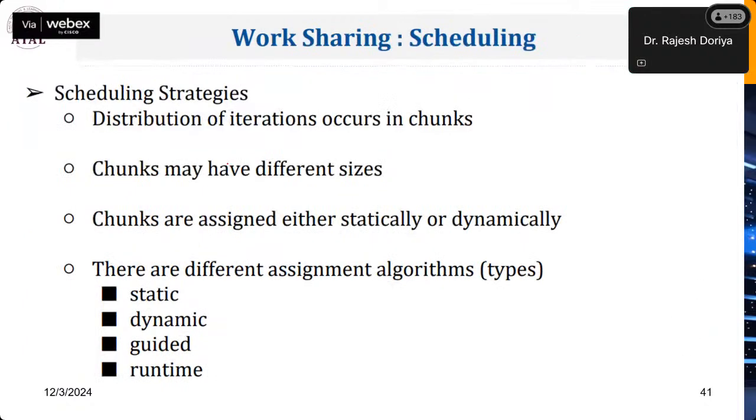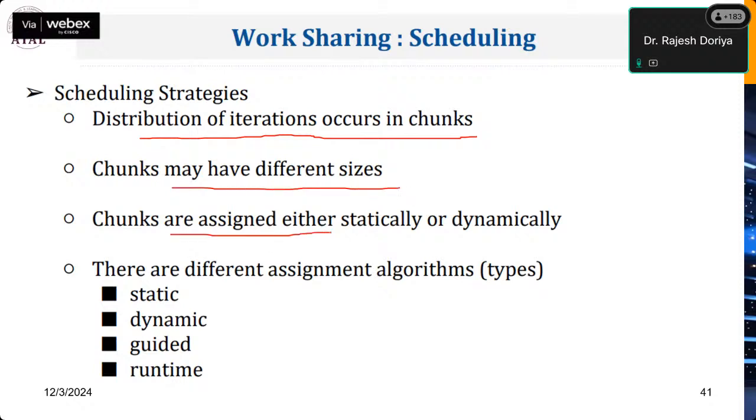Now let us see the scheduling strategies. These scheduling strategies are going to tell us about the distribution of the iterations which are going to occur in terms of chunks. The chunks may have different sizes, and the chunks can be assigned either statically or dynamically. So there are different assignment algorithms, or you can say types. The first one is static, then dynamic, guided, and the last one is runtime.